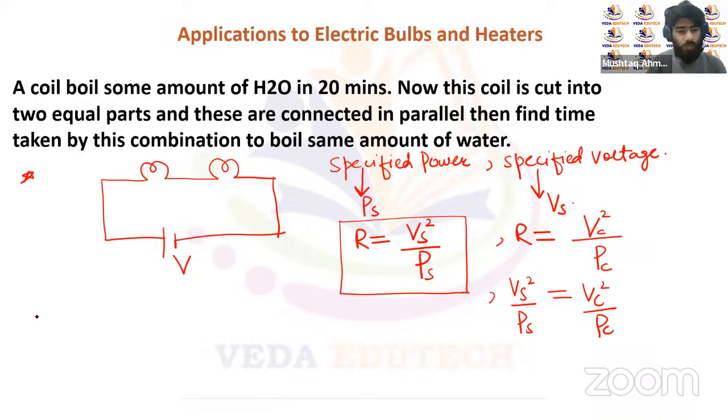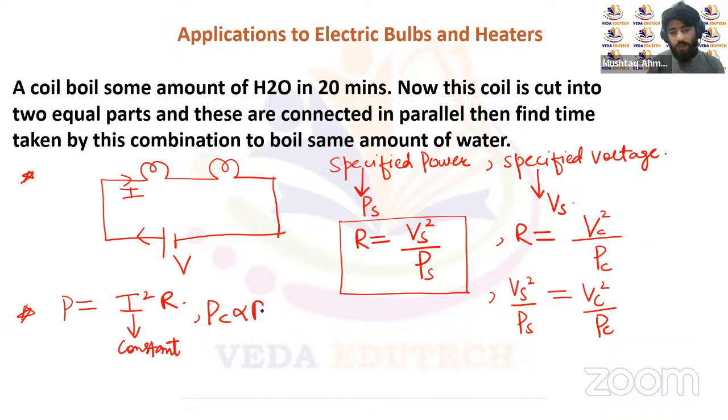One more important point about the series combination of bulbs is that when two or more electrical elements are in series, the same amount of current is flowing through them. If the same current is flowing, we can write the power consumption as I square R. I is constant for the series combination of bulbs, because the same amount of current will be flowing. It means that the power consumption will be directly proportional to the resistance of that bulb itself.